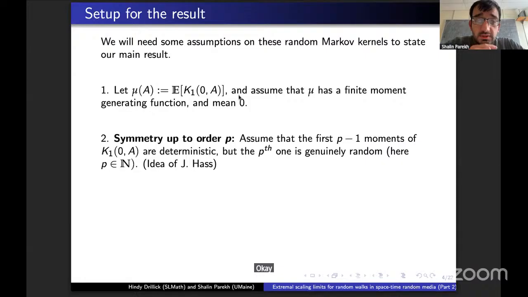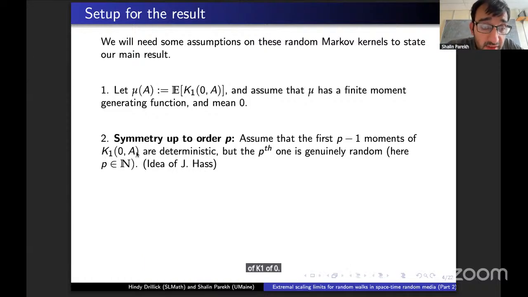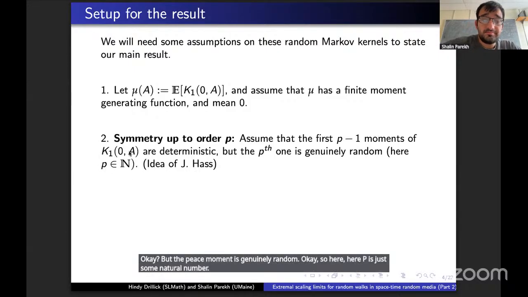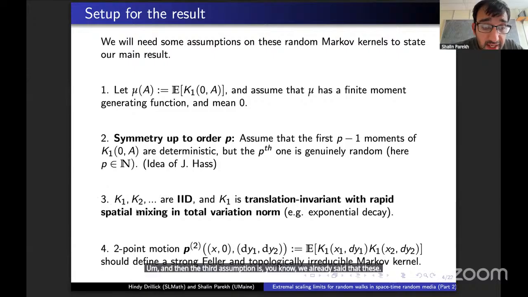I'm going to assume symmetry up to order p. So I'm going to assume that the first p minus 1 moments of K1 of 0 are deterministic, but the pth moment is genuinely random. Here p is just some natural number. And then the third assumption: we already said that these K_i, these Markov kernels, should be independent and identically distributed. But we also impose that K1 is translation invariant, and moreover, it has rapid spatial mixing in total variation norm.